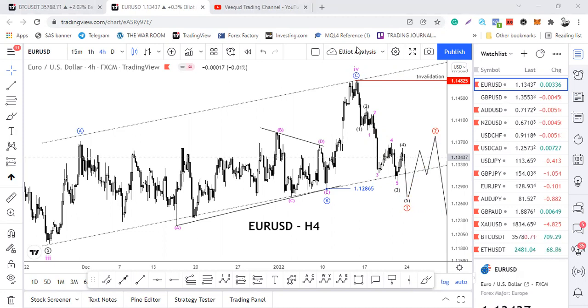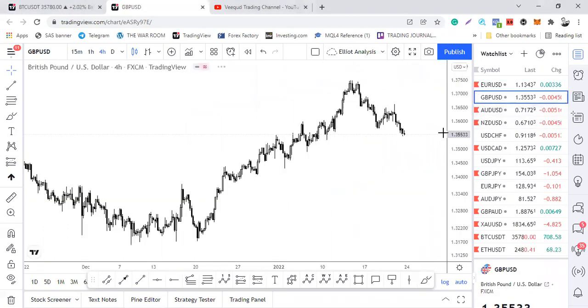So last week we were able to have a short trade right here. You need to close it at 1 before the market reverses right here. So that's my plan for US dollar. Let's take a look at GBP US dollar.